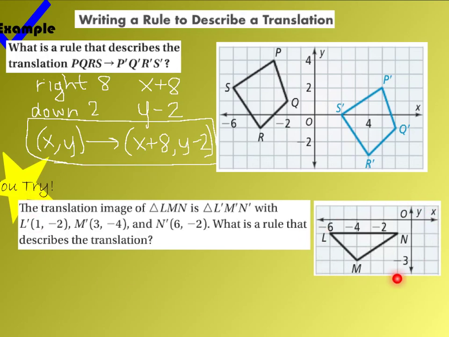Here they provided you with the first triangle, but they didn't provide you with a picture of the second one. Rather, they gave you the coordinates. So maybe it's a good idea to graph this one and use the coordinates they gave you to graph the second picture. That way you can see visually what happened and you can describe the rule.